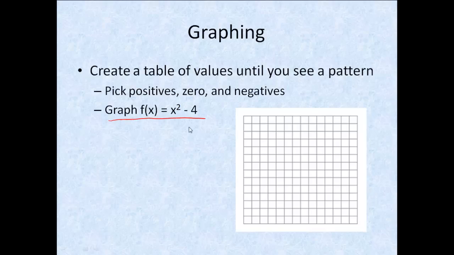So we are going to graph f of x is equal to x squared minus 4. Now remember, this is just like saying y equals x squared minus 4. So I'm going to do my table of values. I'm going to do my inputs and my outputs, my domain, my range. I'm going to start by picking a couple of negative numbers. So I'm going to put -2 in here, -1, 0, and then 1 and 2.